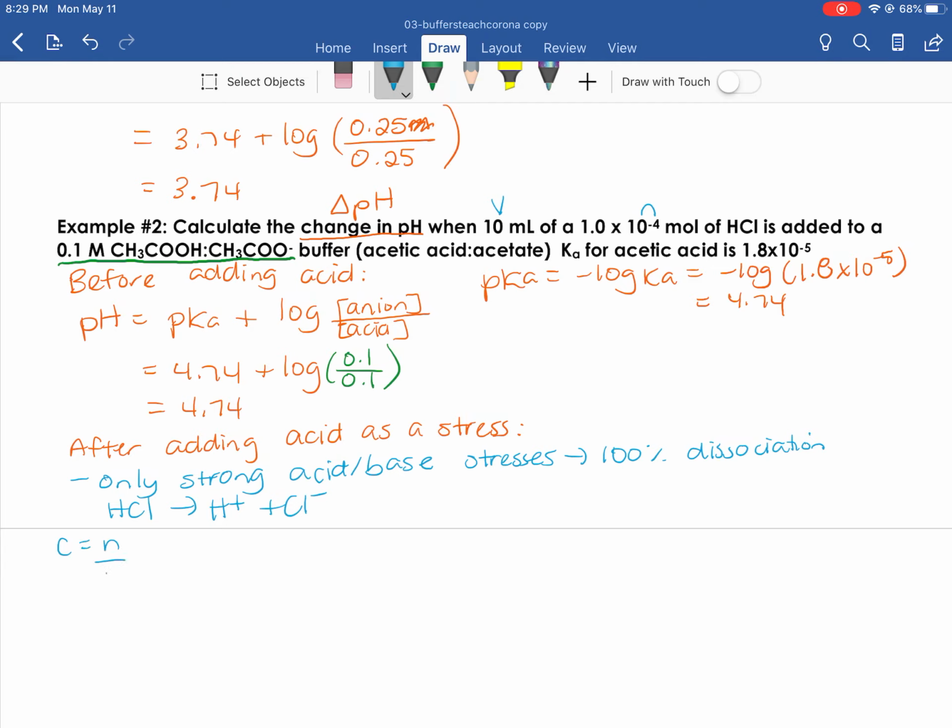So in this question, I happen to give you volume and moles. It doesn't have to be like that. It could just give you concentration, but I'm just trying to show you all the possibilities. And then this should be liters. So divide by 1,000.